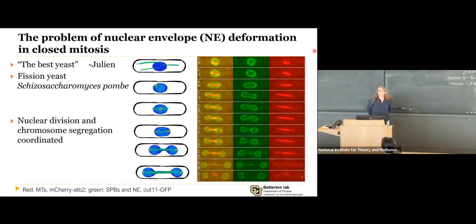And we're going to talk about closed mitosis, and we're going to talk about the best yeast. Julian, I'm really glad that you said that. We agree with you. We also like the best yeast, so fission yeast, because Schizosaccharomyces pombe. And here's kind of the cartoon version of what mitosis looks like in this organism, where blue shows the nucleus that remains intact as the spindle assembles and segregates chromosomes.